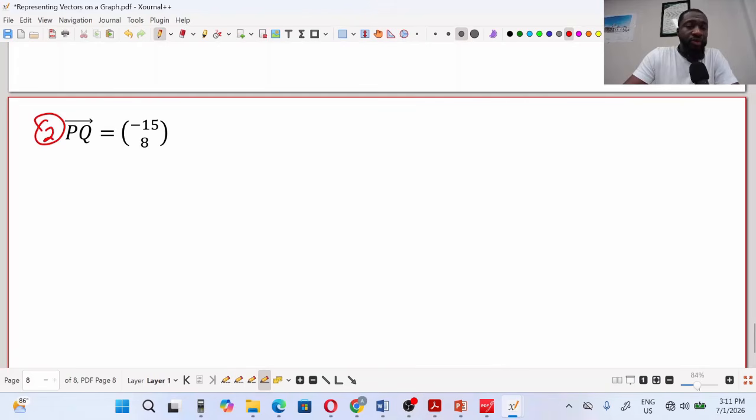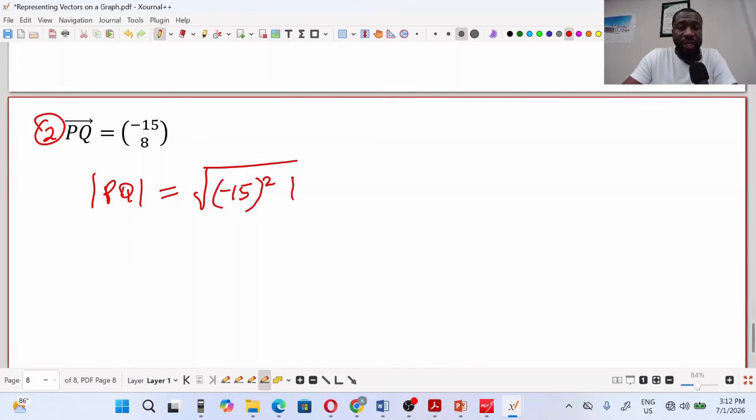All right, so when we look at PQ, we say the magnitude of PQ. I write the magnitude of PQ is going to be equal to the square root of x squared. Remember, our x now is negative. So don't just write negative 15 squared. If you write just negative 15 squared and put it into a calculator, it's going to give you a negative answer. Always put it in parentheses and put the square, plus 8 squared, right? So the magnitude of PQ is going to be equal to what?